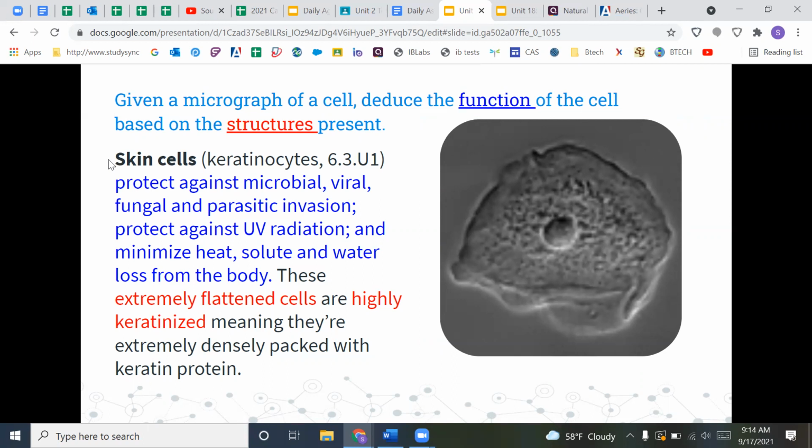Why is that good? Well, protection. We should probably know our skin is there for protection. Protect against microbial, viral, fungal, parasitic. Also UV, heat, solute, and water loss from the body. Lots of things. So those highly keratinized, specialized cells protect us from almost all the bad things in the world.